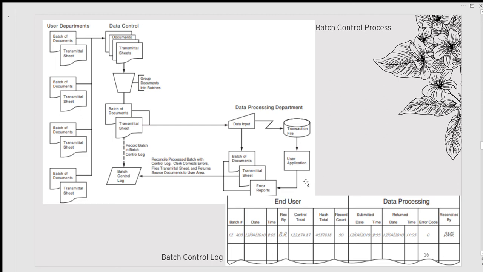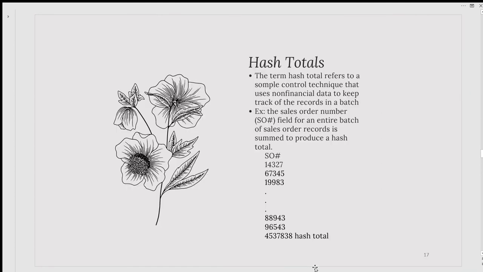So, after processing, yung output result babalik na siya sa data control clerk para sa reconciliation tsaka distribution ng users. Tapos yung clerk, i-update niya yung batch control log na na-process niya na completely, successfully yung processing.